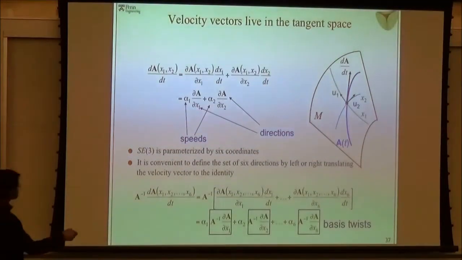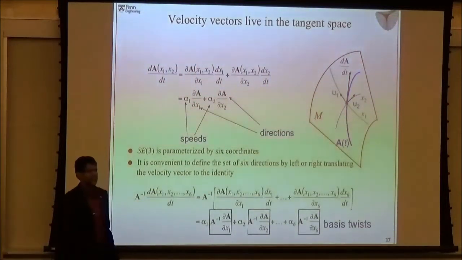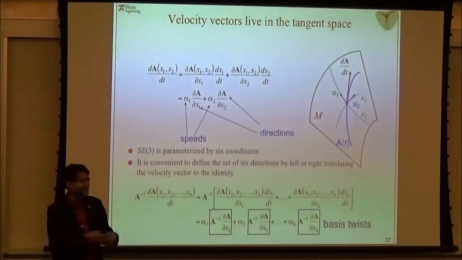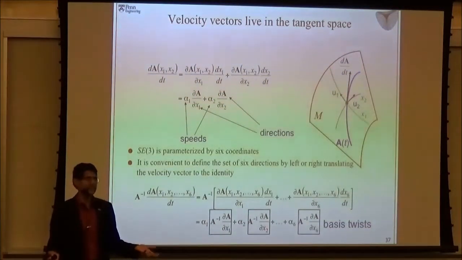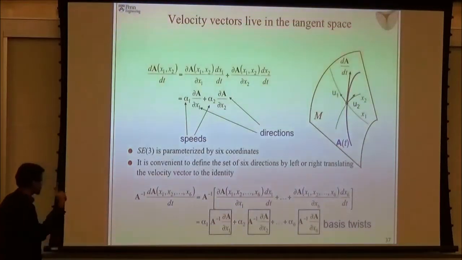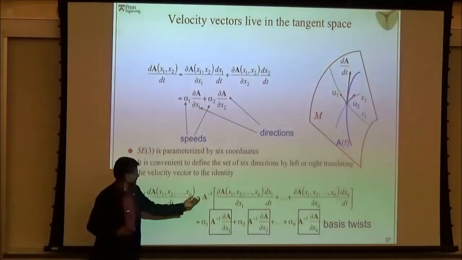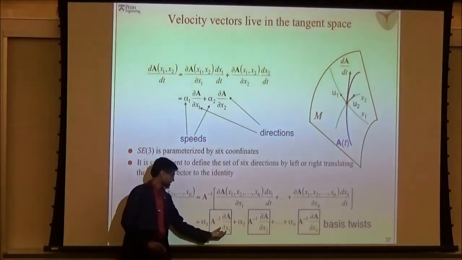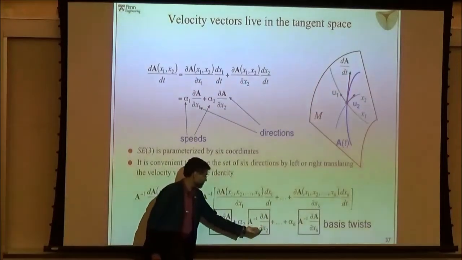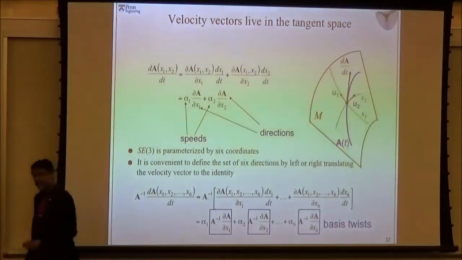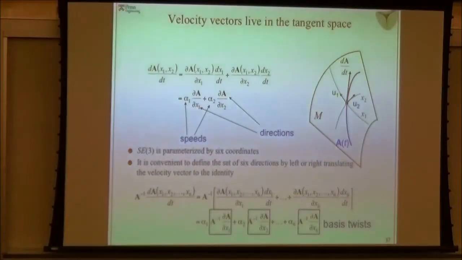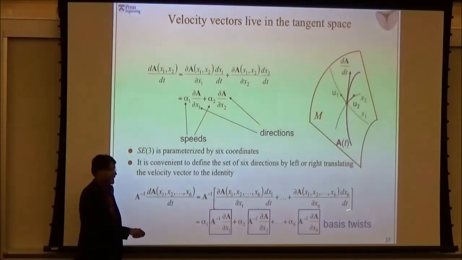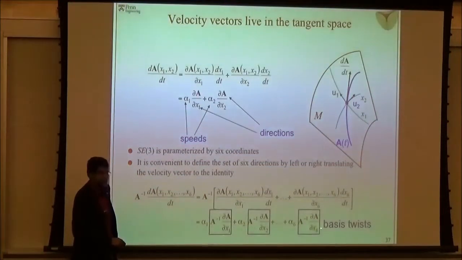Now, in order to understand what these directions are, again, the rate of change of a homogeneous transformation matrix with respect to a coordinate doesn't really lend itself to physical interpretation. But what you can do is pre-multiply it by A inverse. And so, for instance, you get partial A partial x1 pre-multiplied by A inverse, partial A partial x2 pre-multiplied by A inverse. And that has the structure, as you've seen in previous talks. These essentially look like twists. And so this way you can get basis twists.